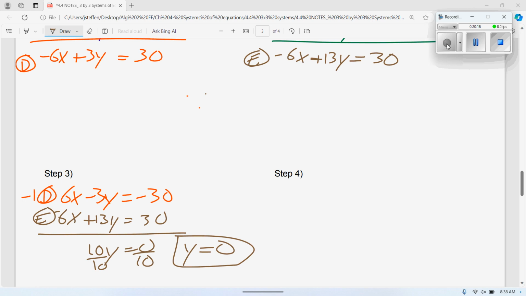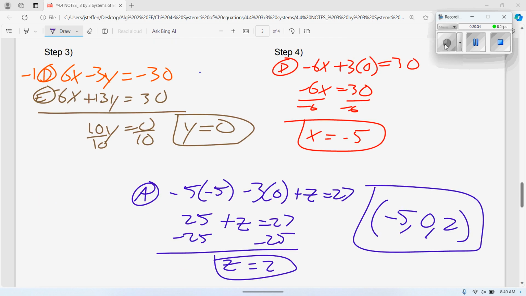Variable to be 0. Again, I hopefully am not interrupting or distracting you too much. I ended up getting 30 and negative 30, and those, again, it's not a no solution or anything because your variables can cancel. 30 minus 30 is just 0. So I ended up getting y equal to 0, and now you'll sub that back in for step 4.